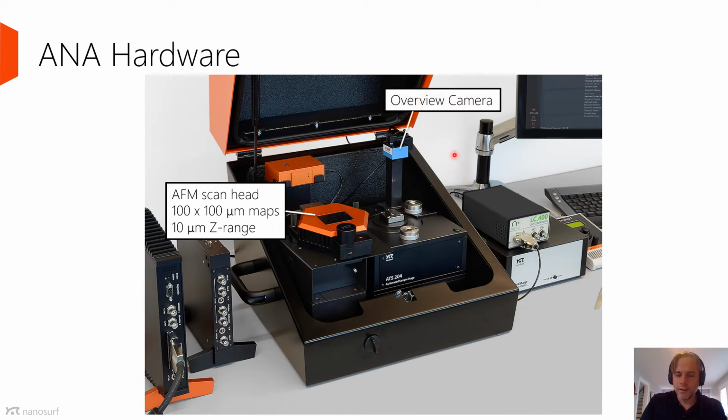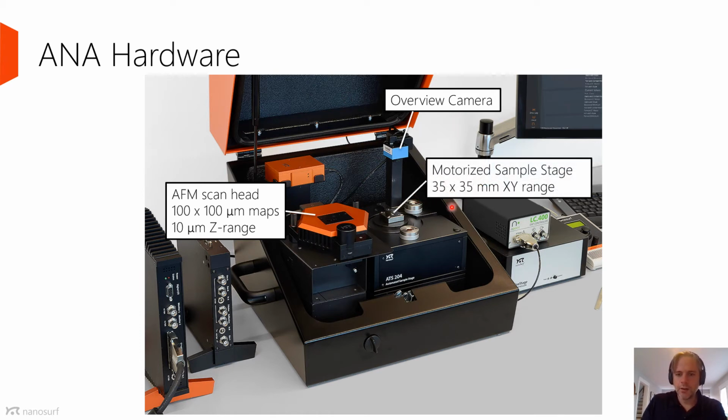The second part of the hardware is an overview camera. This allows you to see every single sample within your measurement space. And to tie it all together, we have a motorized stage with a 35 by 35 millimeter XY range. This moves the sample to underneath the force sensor in the AFM scan head where you can take the measurement.